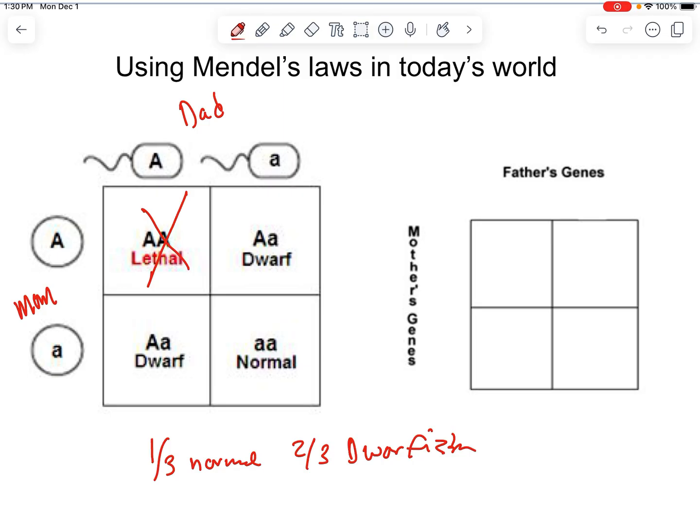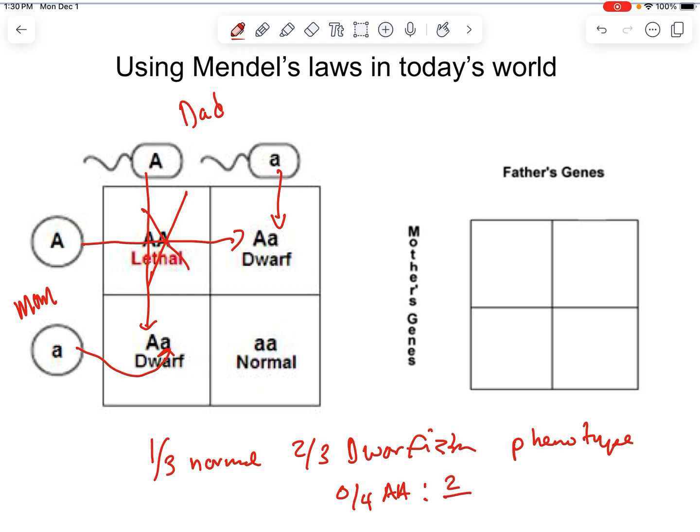Again, you guys have done this before, but all we're going to do is put down, for example, this letter goes here, this letter goes here, this letter goes here, this letter goes here, and so forth. So in terms of understanding how this works, when we talk about genotype and phenotype, this would be for the phenotype. And then the genotype would be, we would have 0 out of 4 big A, big A. Then we're going to have 2 out of 4.